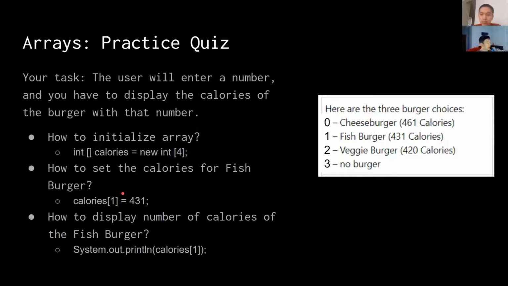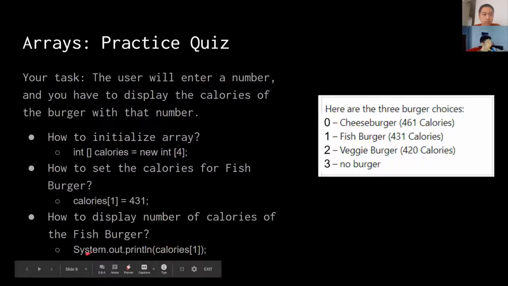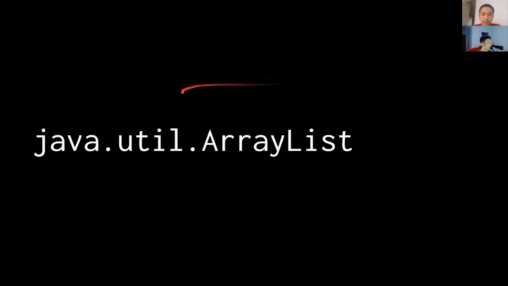How would you set the calories for the fish burger? Since that's at position 1, you'd say calories[1] is equal to 431. And how would you display the number? You just do System.out.println and the calories in square brackets 1, right? Simple.